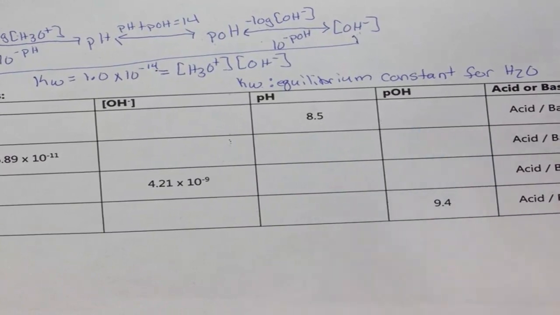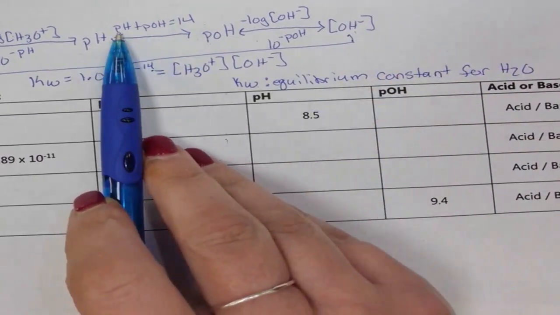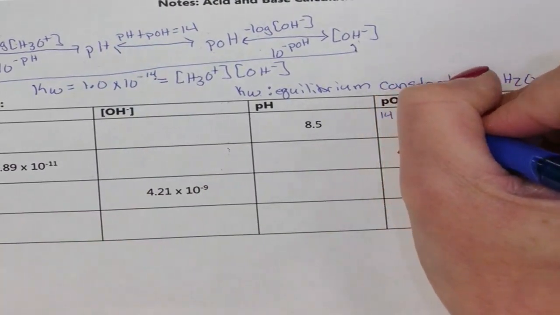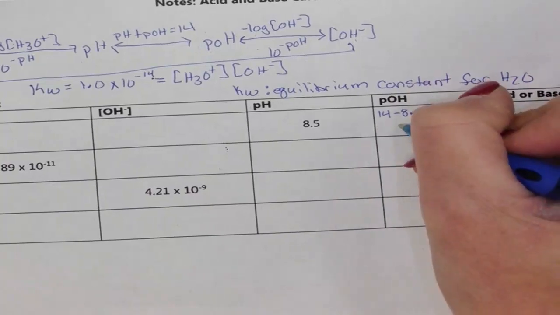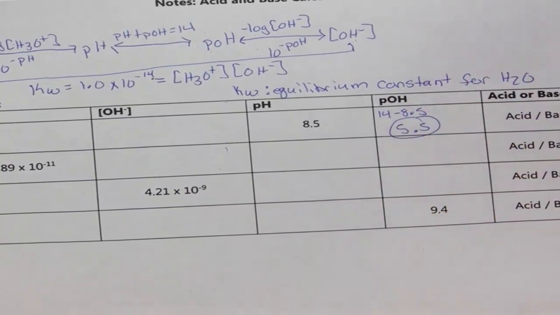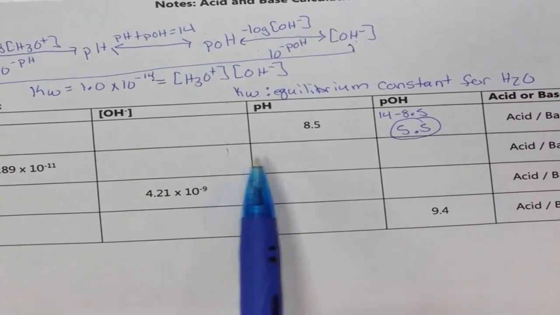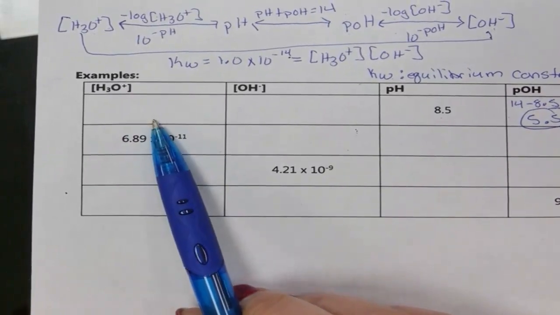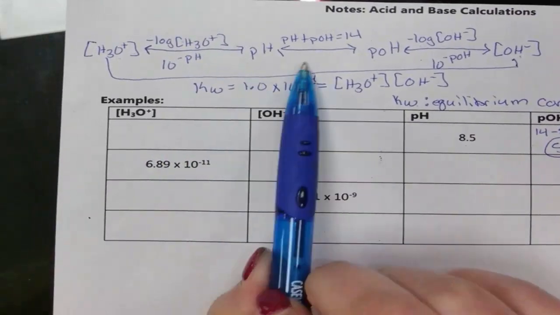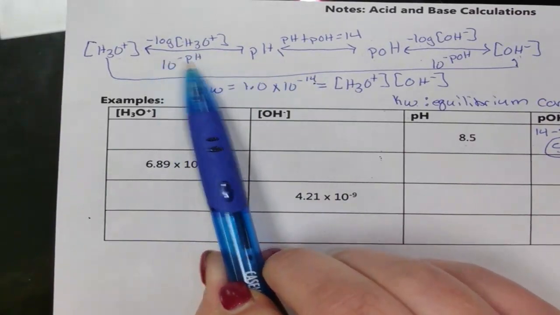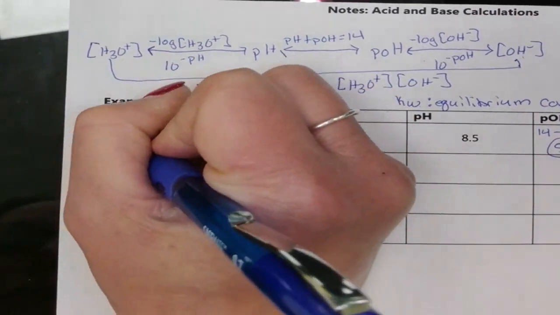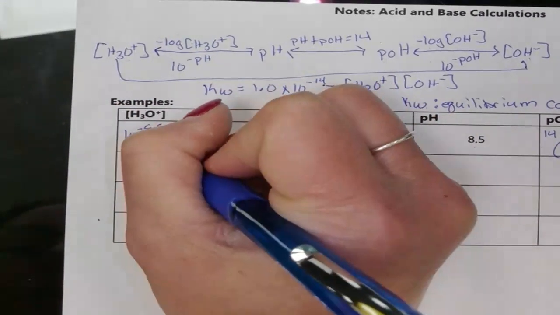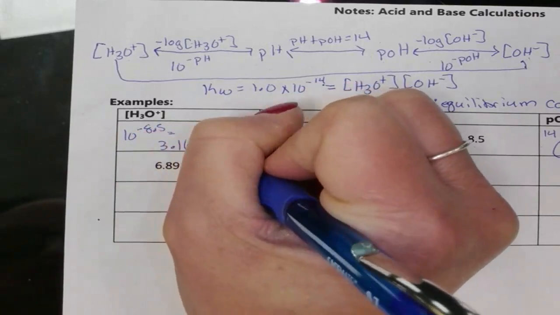I can find the pOH. If pH plus pOH equals 14, then I do 14 minus 8.5. What is my pOH here? My pOH is 5.5. I can take my 8.5 and find my hydronium ion concentration. If I know the pH, I just do 10 to the negative pH. So 10 to the negative 8.5 gives me a value of 3.16 times 10 to the negative 9th.